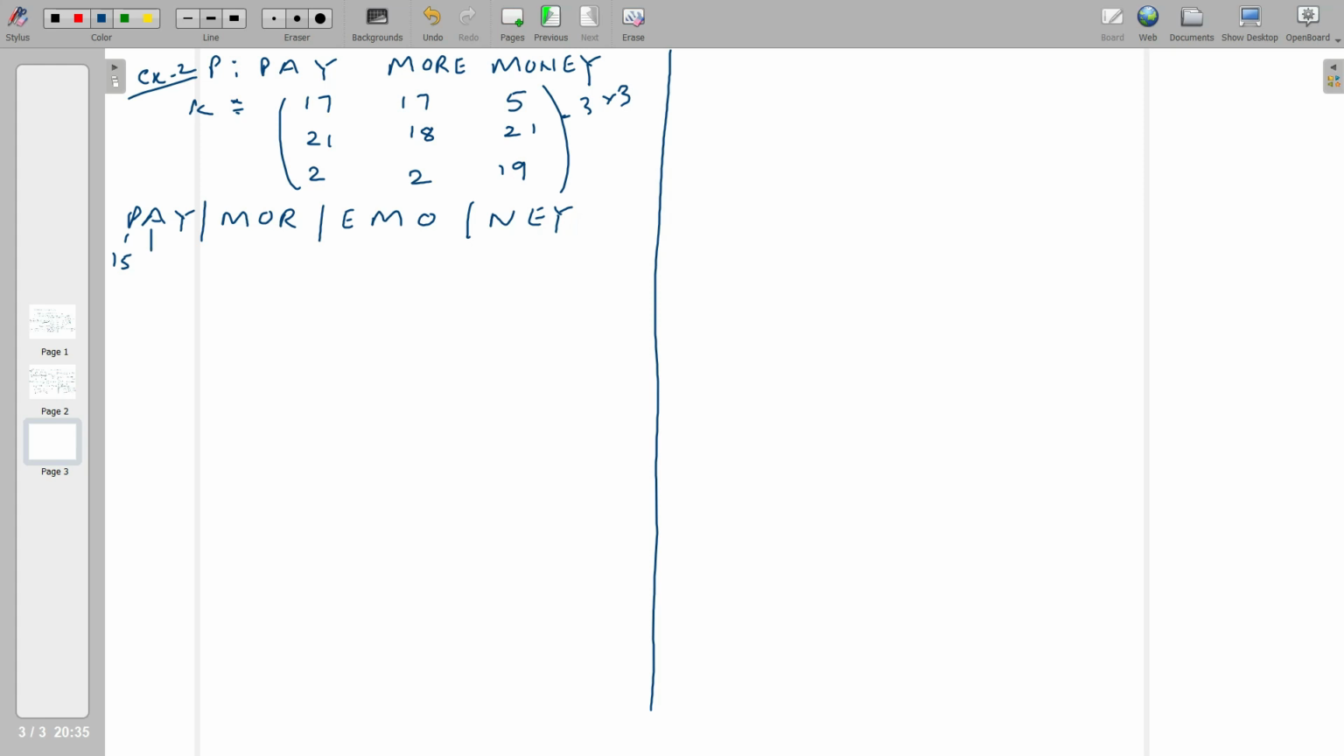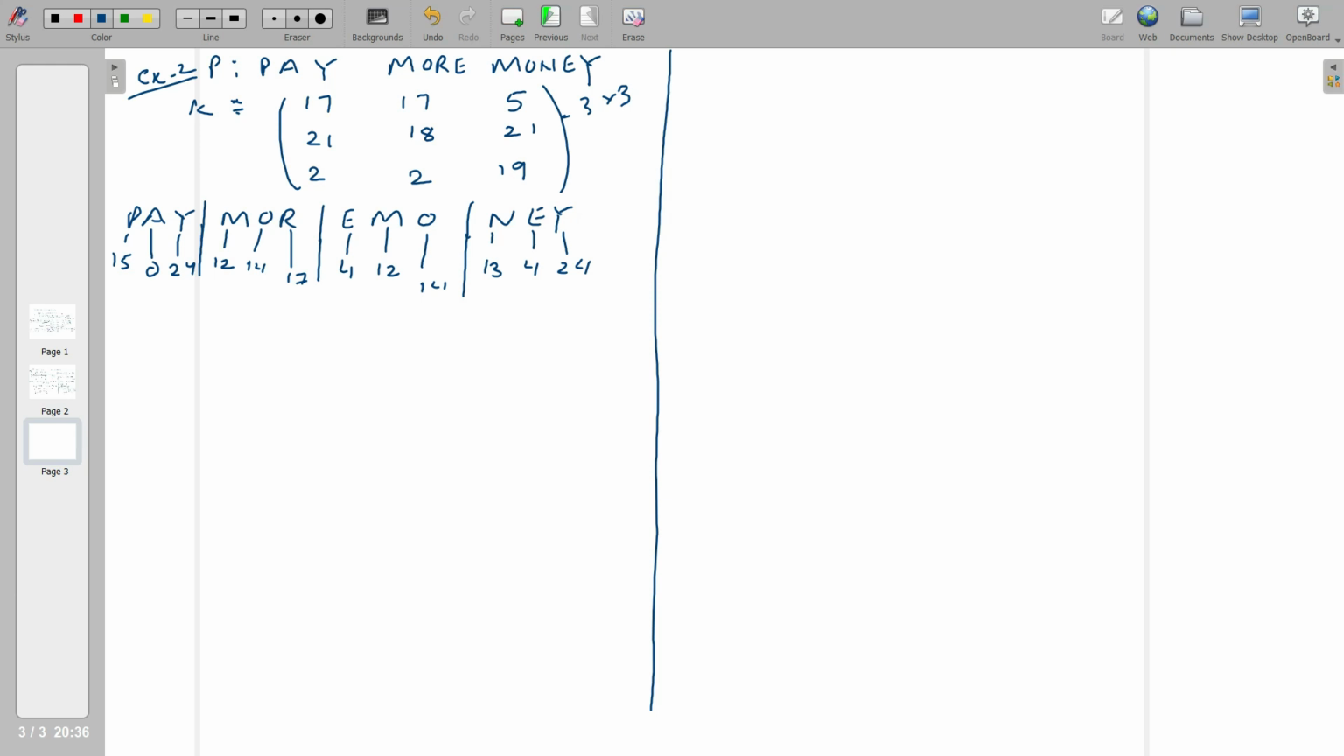P is 15, A is 0, and Y is 24. Similarly, 12 is for M, 14 is for O, and 17 is for R. 4 is for E, 12 is for M, and 14 is for O. 13 is for N, 4 is for E, and 24 is for Y. So this is how we write.